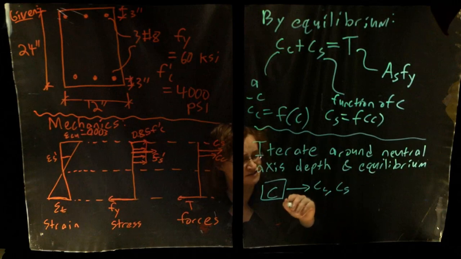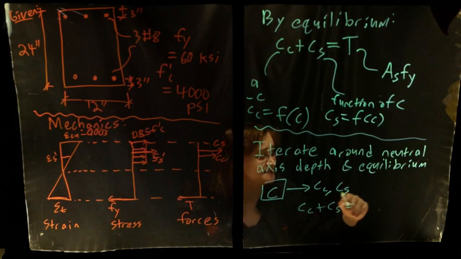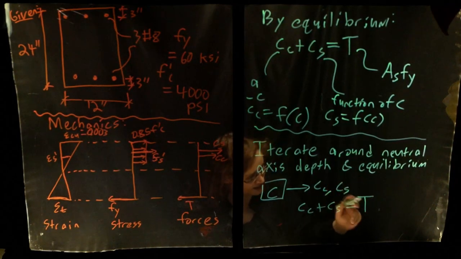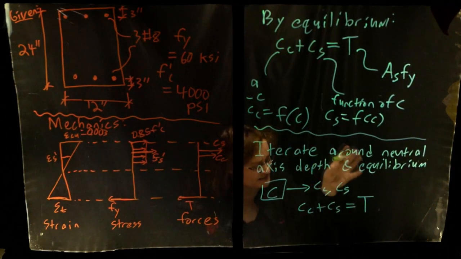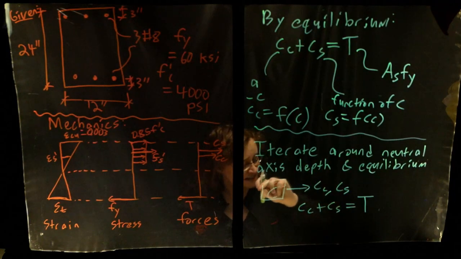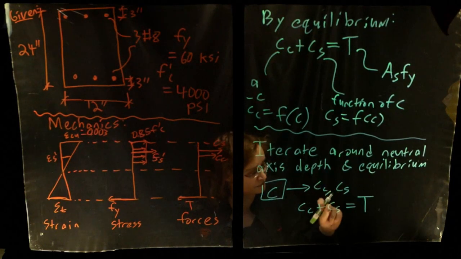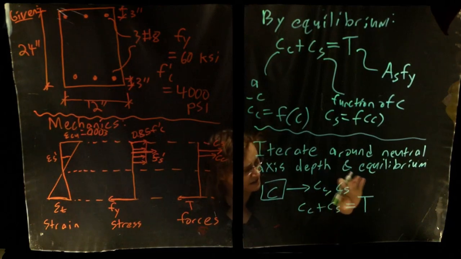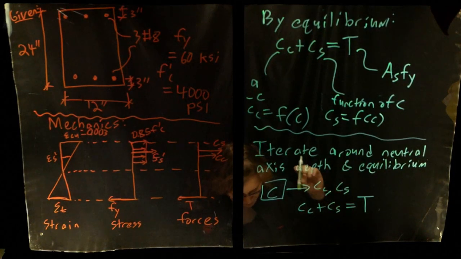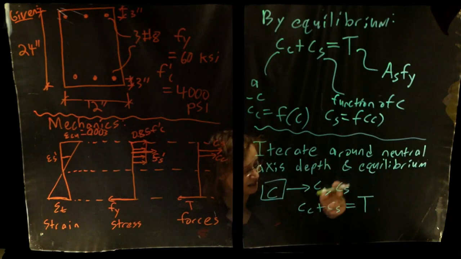Then once we have those, we will check if C sub C plus C sub S is equal to our tension force. That tension force is going to remain the same as long as the steel is still yielding. So we're going to guess a C and then calculate the compression force in the concrete and the compression force in the steel, and then compare that to the tension force T. Based upon that, we'll then adjust our C value until we get equilibrium.